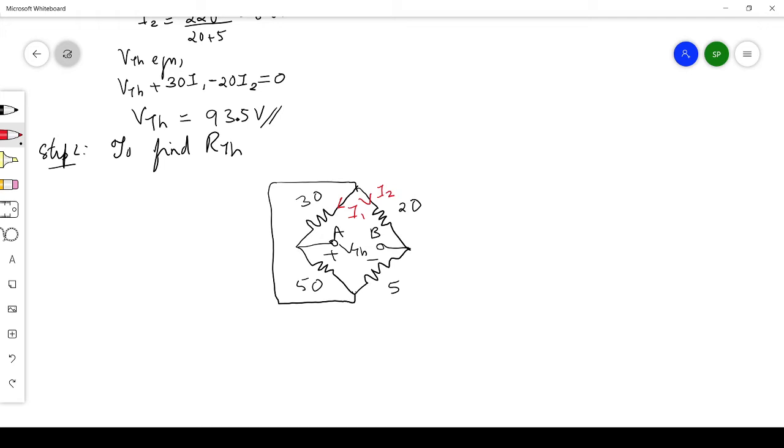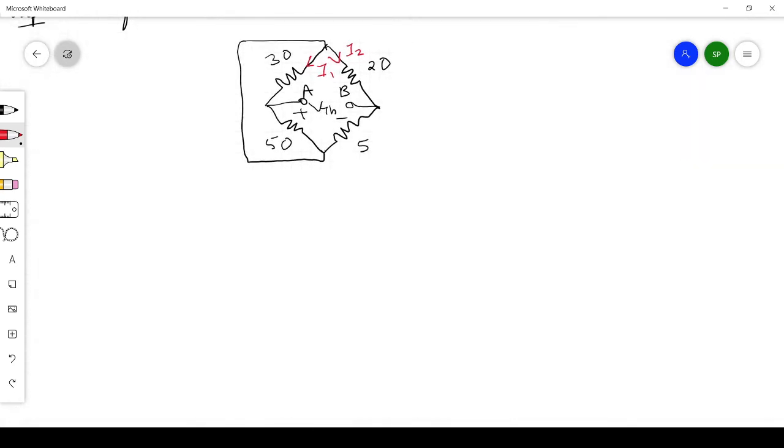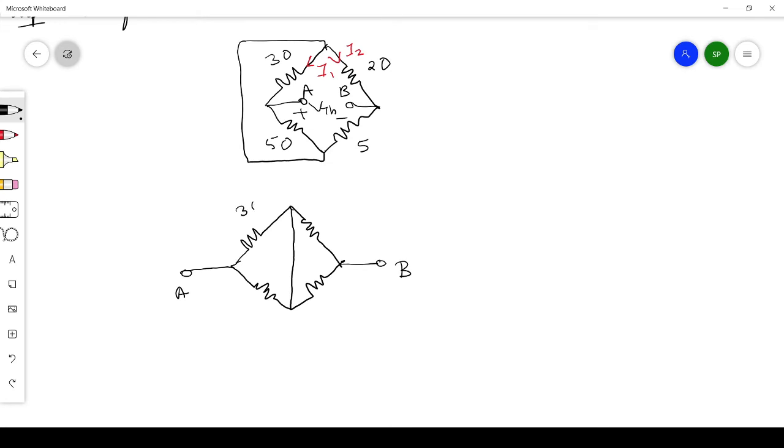We can see there is a short placed between this junction of 30 ohm and 20 ohm, and the junction of 50 and 5 ohm. So I can redraw this diagram so it will be clearly understood. This is because the terminals A and B are open, so we have just taken it out and redrawn it in a different direction. This is 30, this is 50, this is 20, and this is 5.